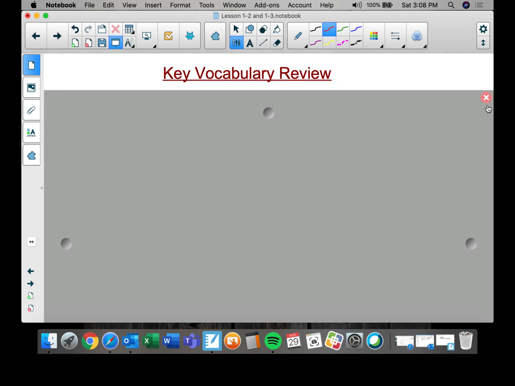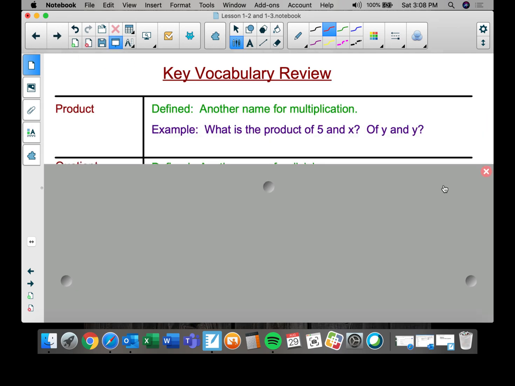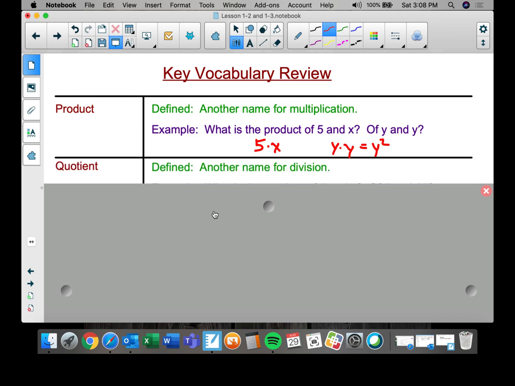Second part, if we keep going, if you talk about a product, if you remember, product is just another name for multiplication. That's the only difference there. So for example, what's the product of 5 and x? That would just be 5 times x, or 5x. Or what if it was y times y? You could have y times y, or you could write that as y squared. So that's all product is. It's just another name for multiplication.